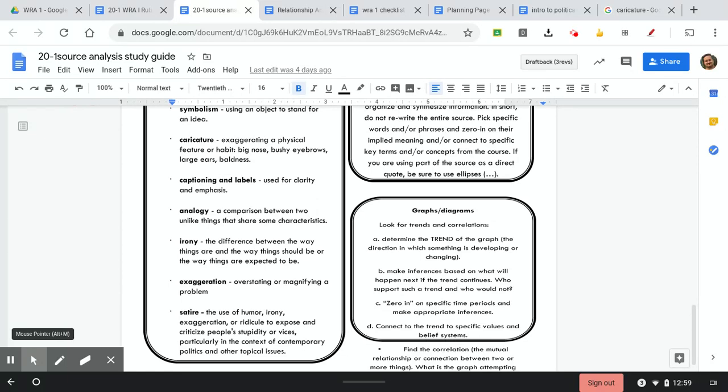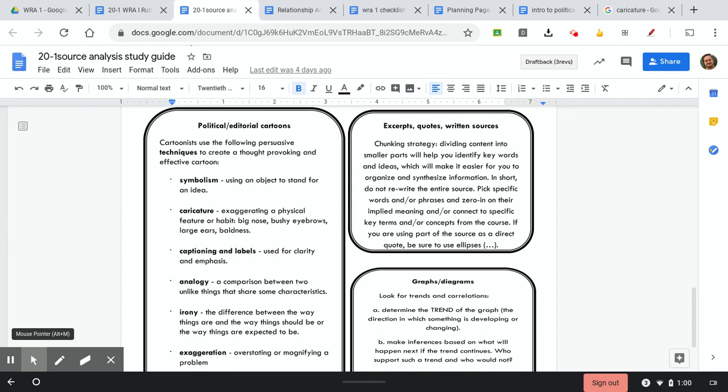And satire. This is the use of humor, irony, exaggeration, or ridicule to expose and criticize people's stupidity or vices, particularly in the context of contemporary politics and other topical issues. There's been numerous satirical TV shows in Canada over the years that depict news in a humorous way. Things such as the Royal Canadian Air Farce or This Hour's 22 Minutes. They use satire to a great extent.